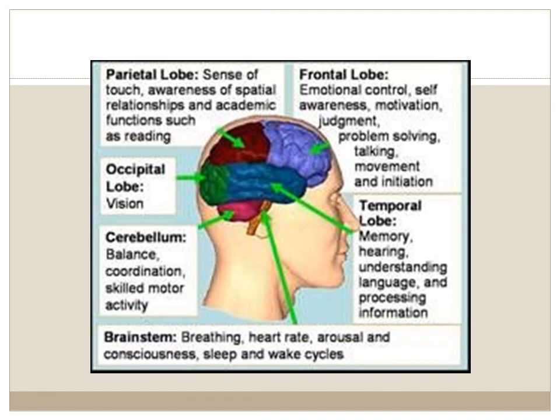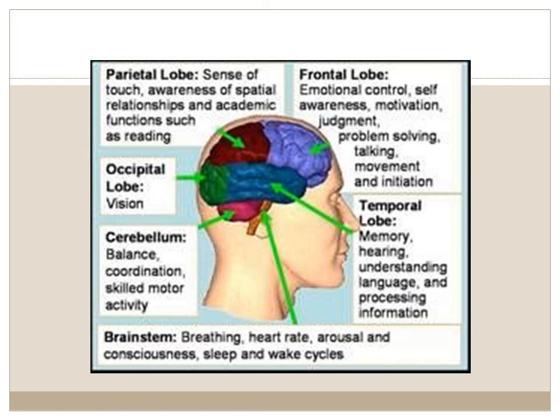Okay, so now let's go in depth on the functions of the lobes, the cerebellum and the brainstem. Let's go first to the frontal lobe. The frontal lobe is responsible for emotional control, self-awareness, motivation, judgment, problem solving, talking, movement, and initiation. Now let's move to the parietal lobe, the color red in the picture. The parietal lobe is responsible for the sense of touch, awareness of spatial relationships, and academic functions such as reading.